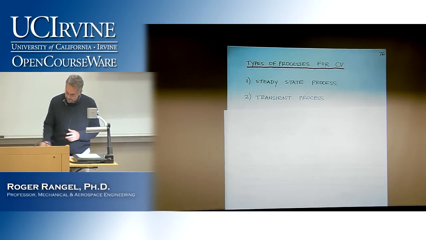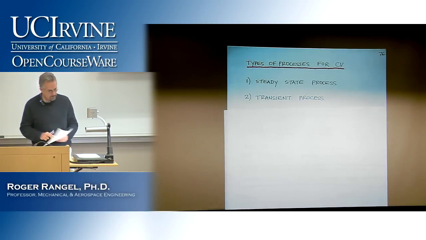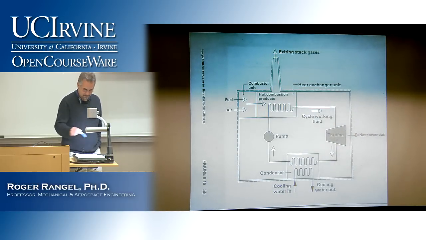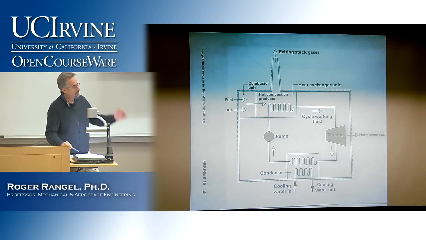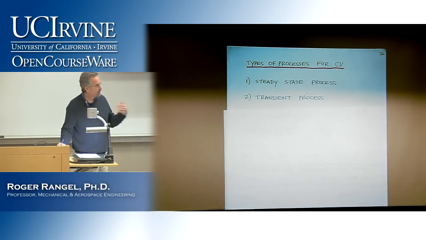So remember, for the steady state process, I used the example of the turbine in the Rankine cycle. Think of this plant as operating continuously. If you're analyzing the turbine, then there is a continuous flow rate of vapor going into that turbine, a continuous flow of vapor going out of that turbine, and a continuous production of power out of that turbine. That's what we refer to as steady state. It's happening continuously, not changing in time.